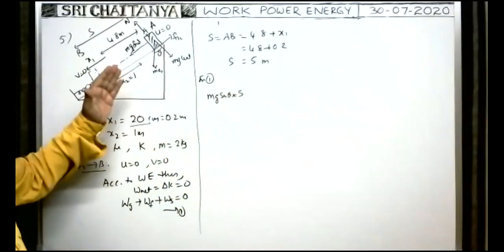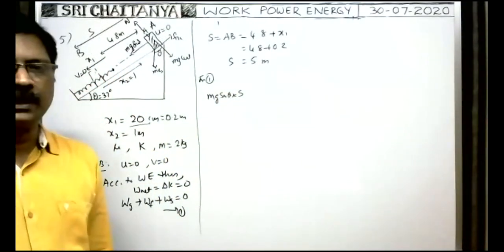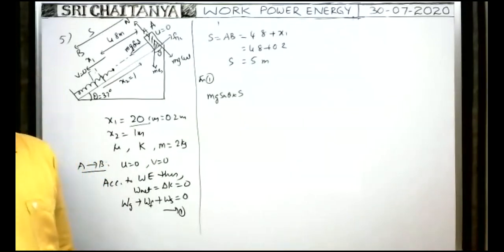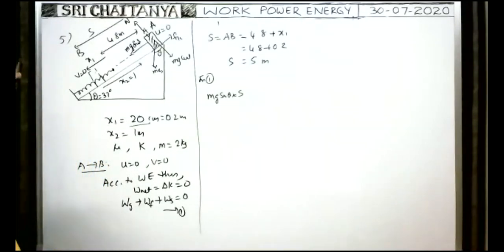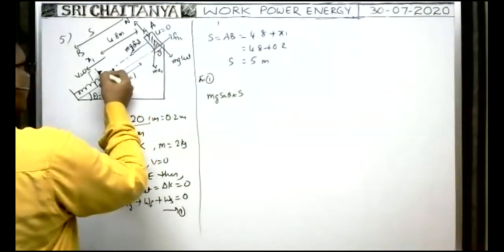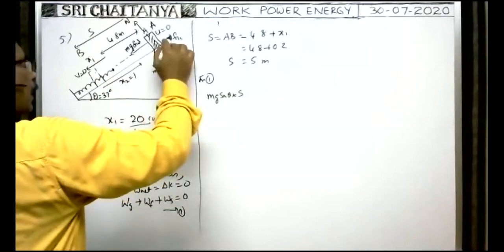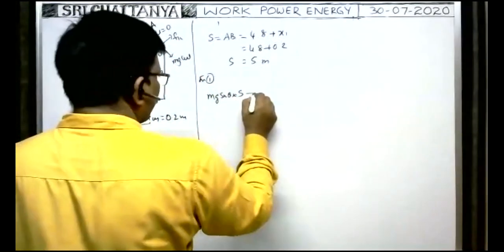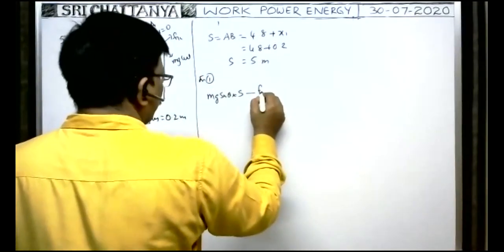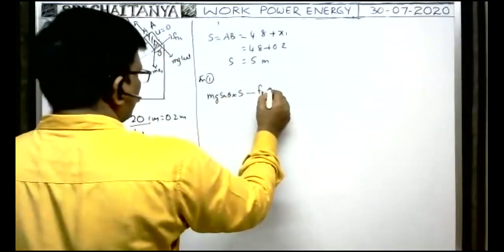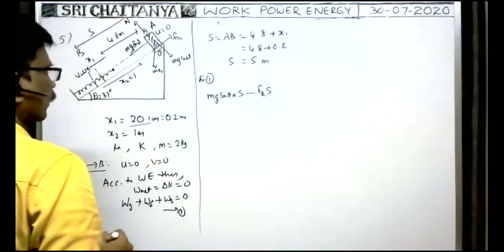Next, what is the work done by friction? Whenever the block travels a distance s before coming to rest, friction acts on the block in the opposite direction. That's why negative work is done by friction. The friction force Fk into the displacement s of the block before coming to rest is the work done by friction.